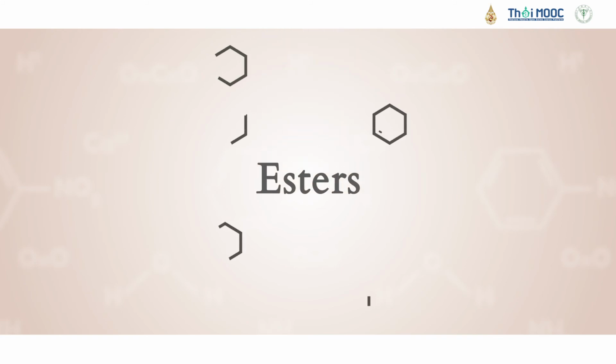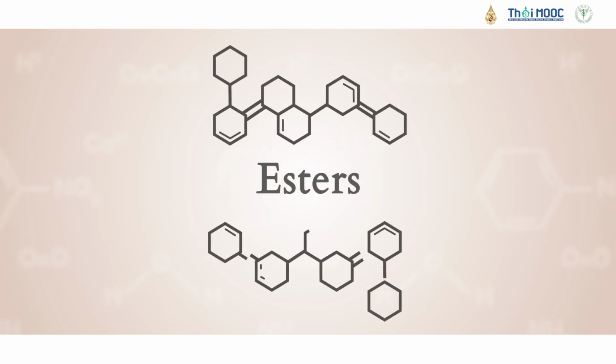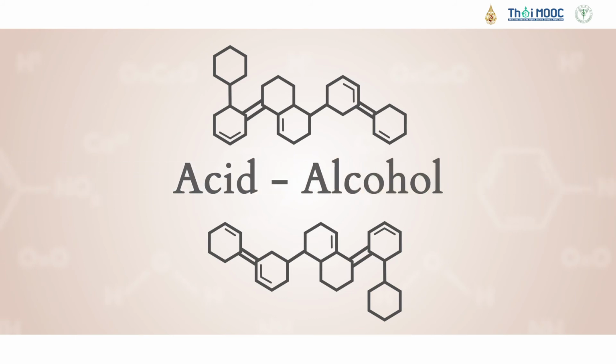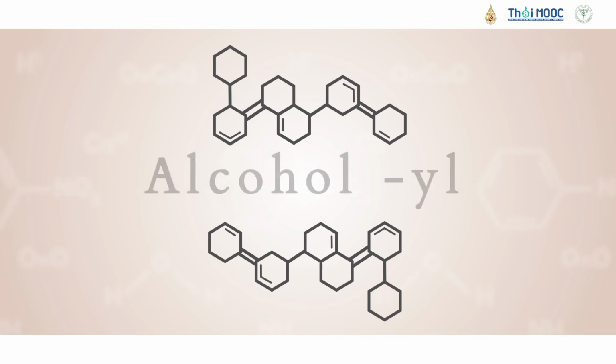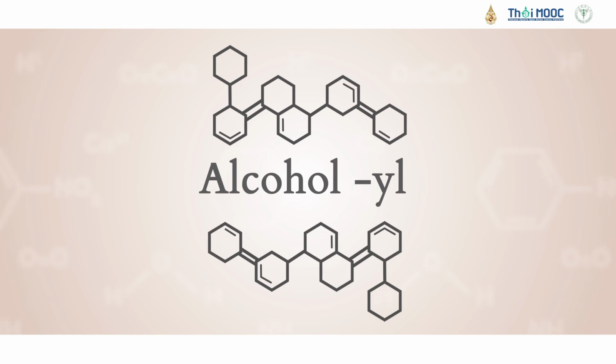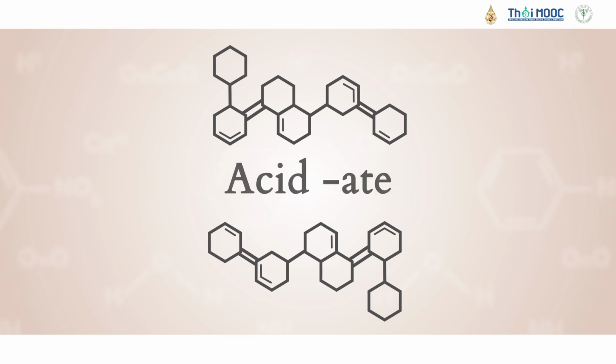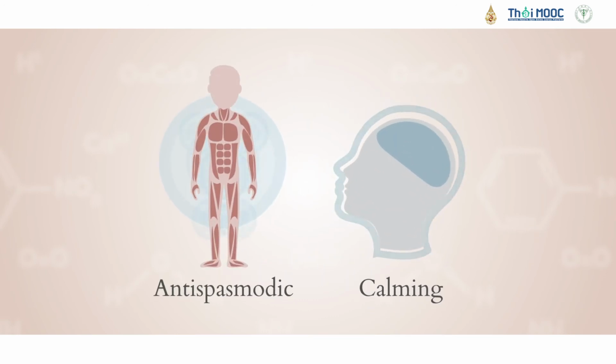The final group are the esters. So these are chemical compounds that are made up of an acid and an alcohol. So there are two suffixes to look for. The first one is the -yl from alcohol, and the second one is the -ate from the acid. Most esters have antispasmodic effect and also calming effects.